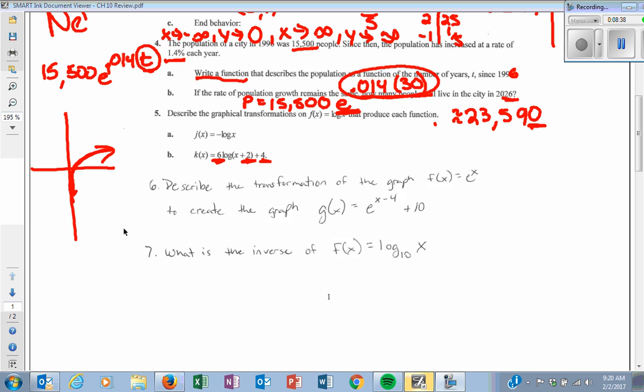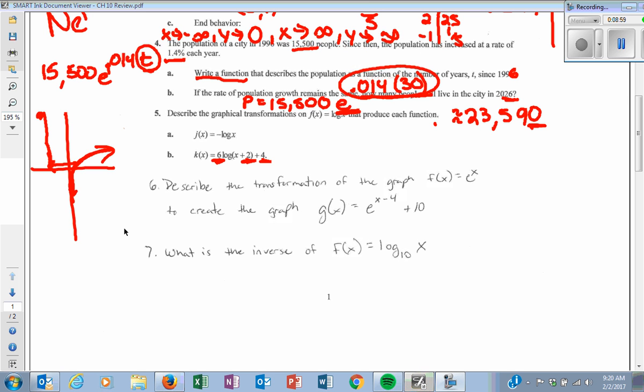This is going to move every x over to the left 2. So all these x's, all of this is going to be left 2. It's going to go up 4, and it's going to be stretched by 6. So you're going to multiply it by 6, then add 4 more. And so this point might be moved all the way up there. That's what you are trying to tell these people, how it's transformed.